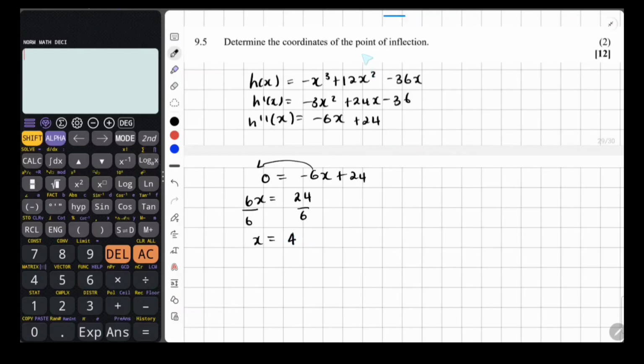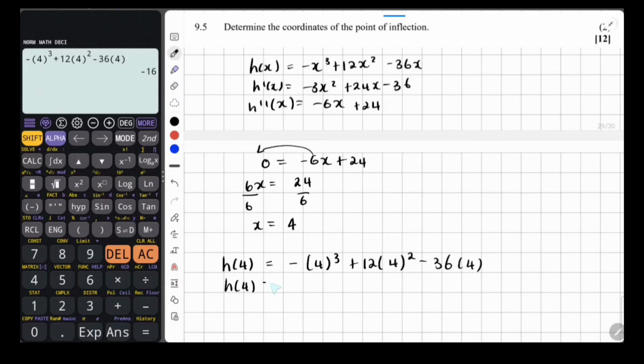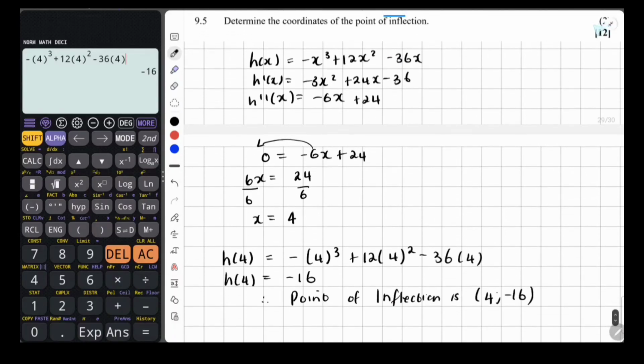We just have to find the y value because we need to get the full coordinates. So to get the y value, substitute 4 into the original equation. So h of 4 so that we can find the y value. Negative 4 all cubed plus 12 times 4 squared minus 3 times 4. And for h of 4, we get negative 16. So it just means that your point of inflection is 4 and negative 16. And that is the last question in 9.5.